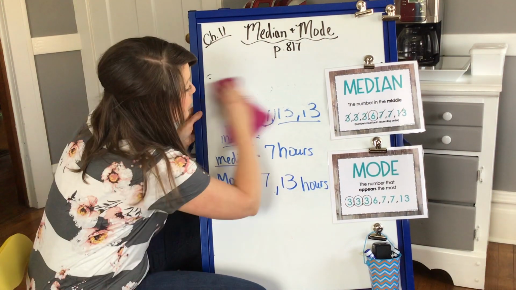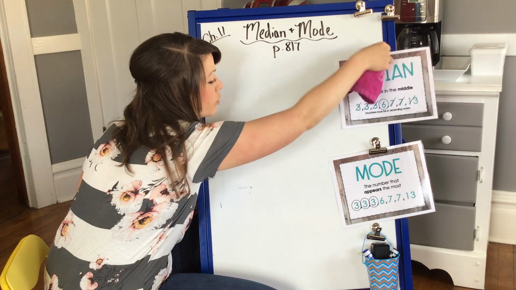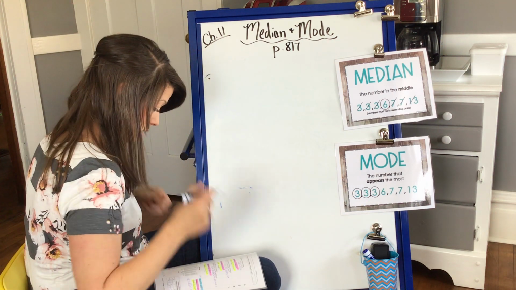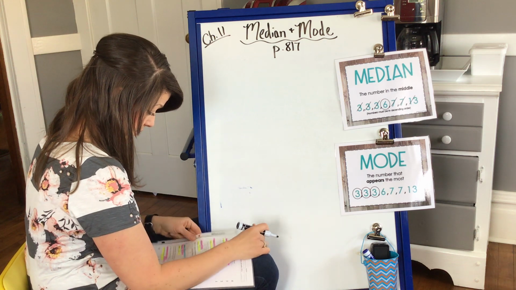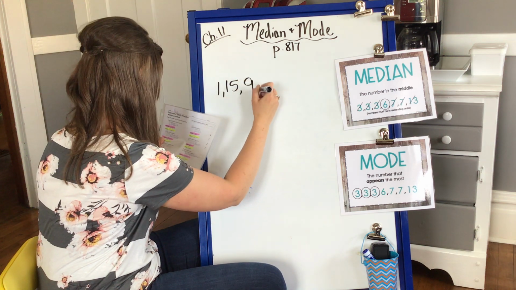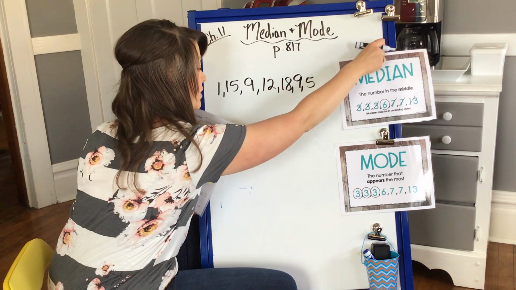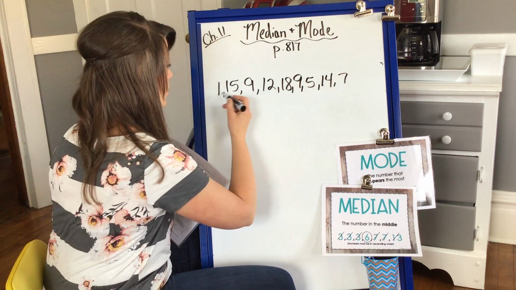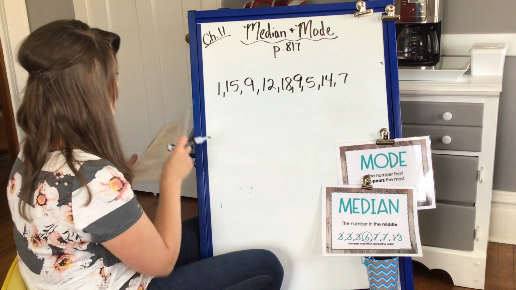All right, so let's go to number 2. And I'll leave those up. My next example is ages of grandchildren. So this one I have 1, 15, 9, 12, 18, 9, 5, 5, 14, and 7. And I have them all. So my first job again is to put them in order.